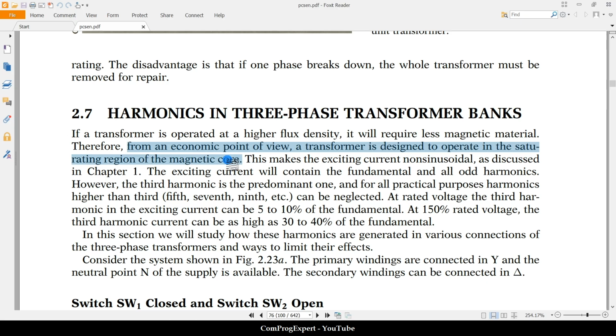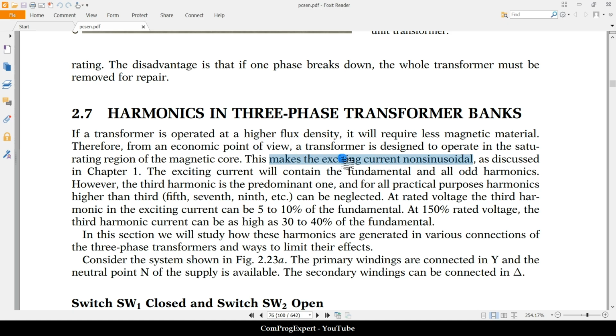Also, you remember in chapter 1, we had a problem where we calculated the dimensions of a core to have a specific value for the coil inductance. And as long as we increase the value of the flux density in the core, we can reduce the size of the core for a specific value of the inductance to have an economic design. But having a high saturation in the core makes the exciting current non-sinusoidal.